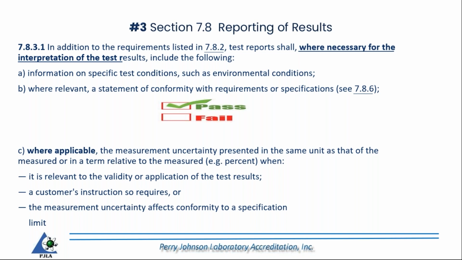So we talked about uncertainty before. One of the biggest differences between calibration and testing is reporting. You'll see here in a little bit, calibration, you shall report uncertainty. Testing, maybe, maybe not, but it needs to be reported if it is relevant to the validity or application of the test results, customer instructions require it, or it affects that statement of conformity, that pass-fail statement.